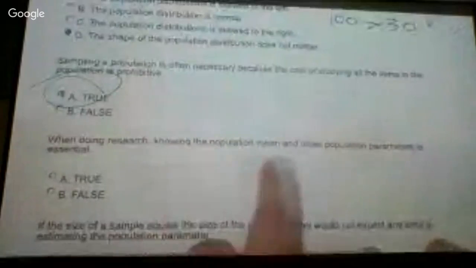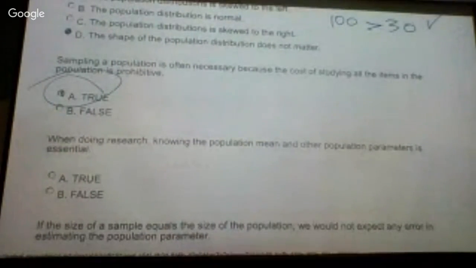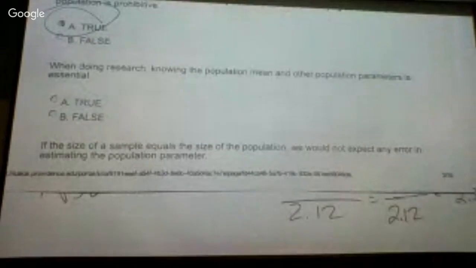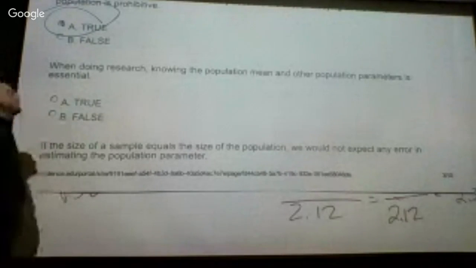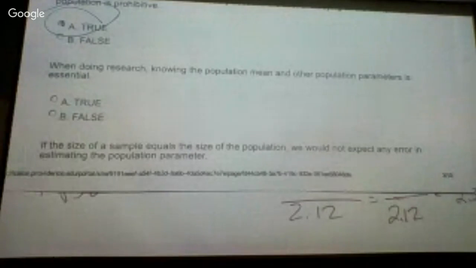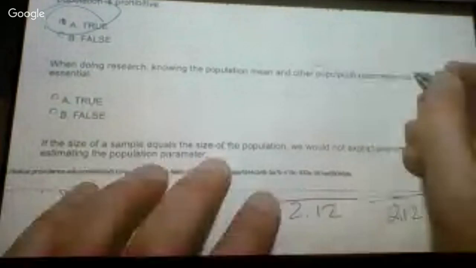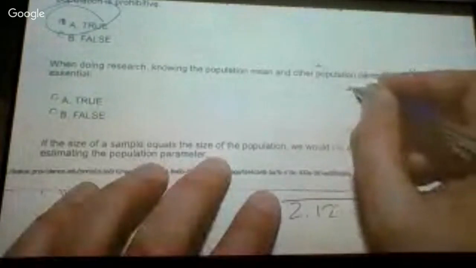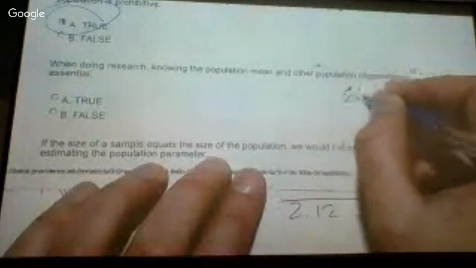When doing research, knowing the population mean and other population parameters is essential. How often do we know the population stuff? No, it's not. Not all the time. Is it essential? No. Rarely if ever do we actually have population parameters. Sure, we will oftentimes talk about these things as expected values, but that's not saying that we have to know that stuff. 13, false.